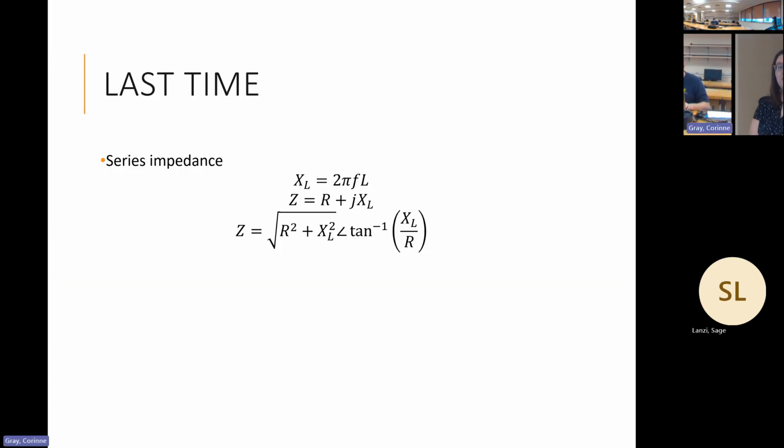Last time we looked at the series equation. So XL, that doesn't necessarily correspond to series, but that's what we have. We're still going to be able to use that definition: 2 pi FL. For series impedance, it's going to be R plus jXL. So it is a positive imaginary component because the current is lagging in the inductor. And then we can still use trig to go from rectangular to polar or polar to rectangular, depending on what we have.